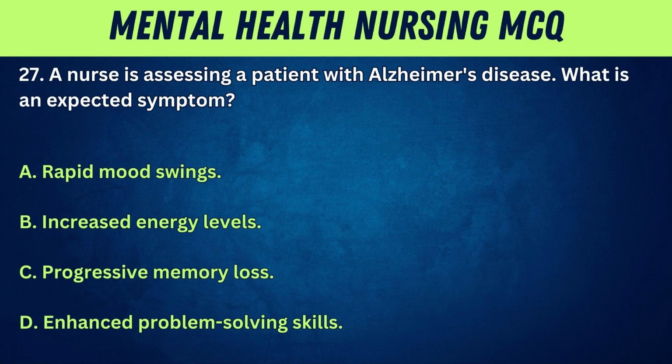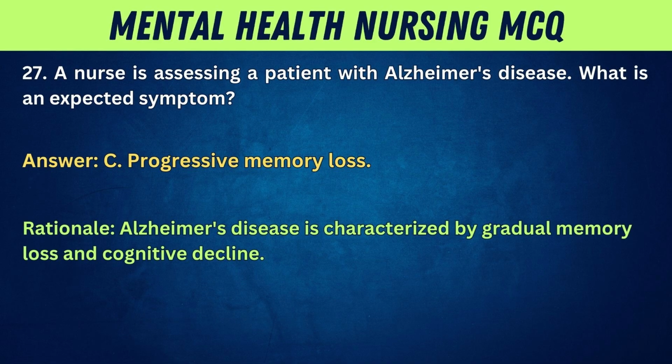27. A nurse is assessing a patient with Alzheimer's disease. What is an expected symptom? A. Rapid mood swings. B. Increased energy levels. C. Progressive memory loss. D. Enhanced problem-solving skills. Answer: C. Progressive memory loss. Rationale: Alzheimer's disease is characterized by gradual memory loss and cognitive decline.